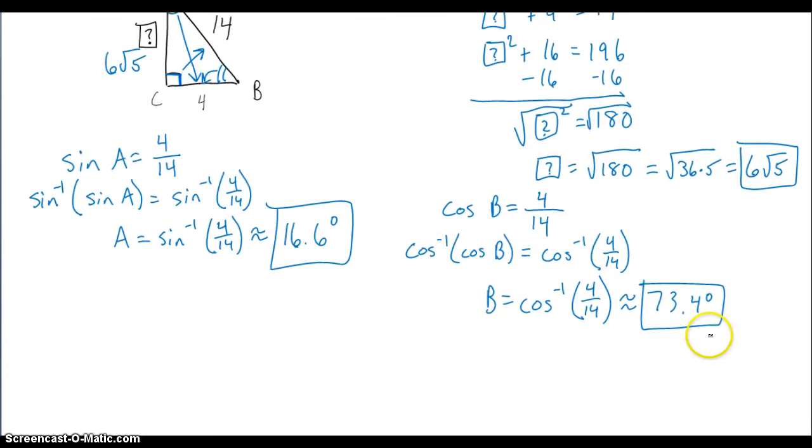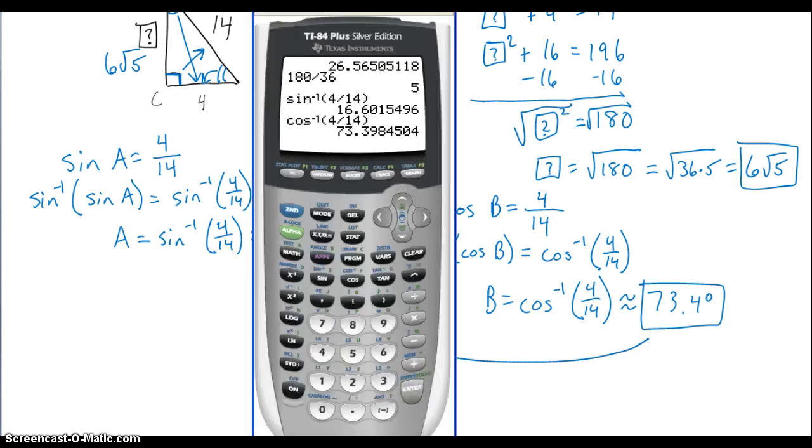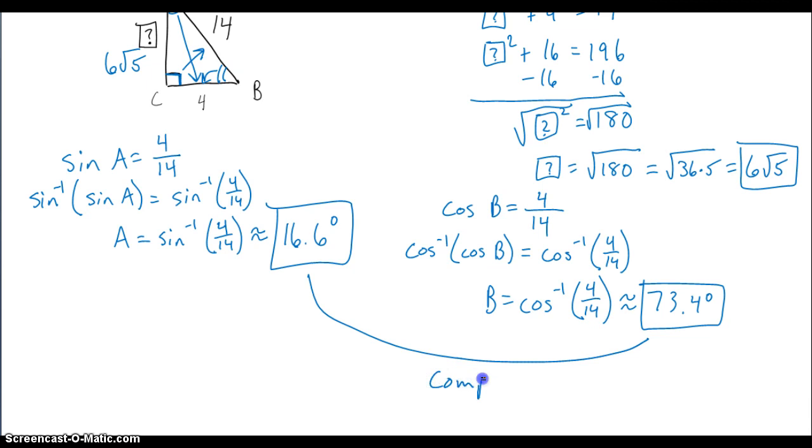Now if I look at my answer, A and B should be complementary. 16.6 plus 73.4. Now, the fact that these two angles are complementary is a good way to check your answer, but make sure you're doing the trig to get your answer.